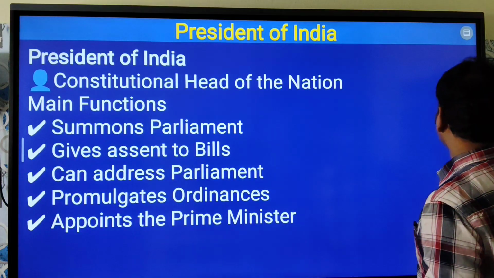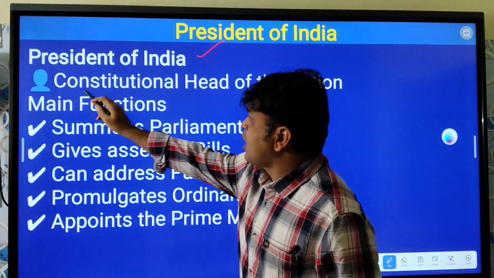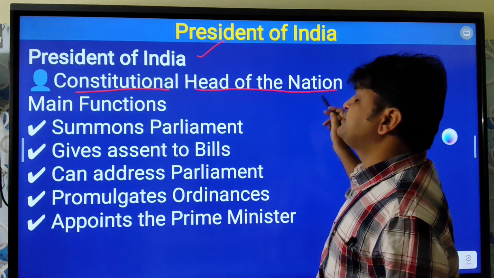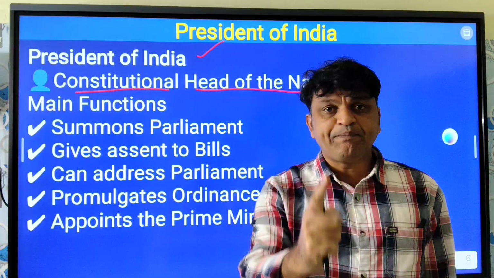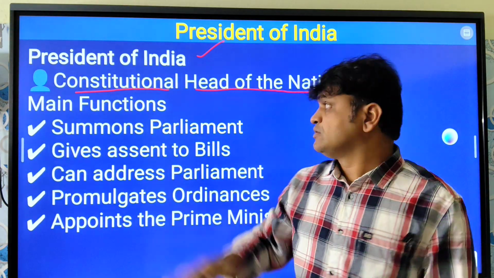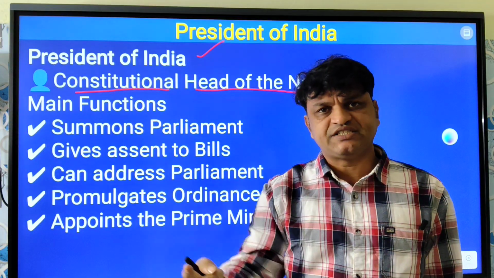So who is the president? What is the president of India? The president of India is the constitutional head of the nation. The president of India is the first citizen of this country. He is the head of the constitution, so the constitutional head of the nation. The constitution is giving power to the president.